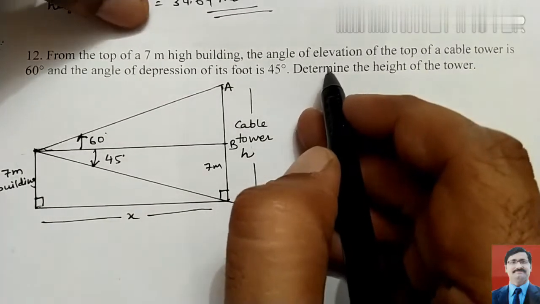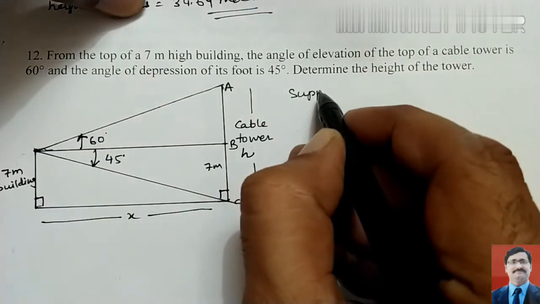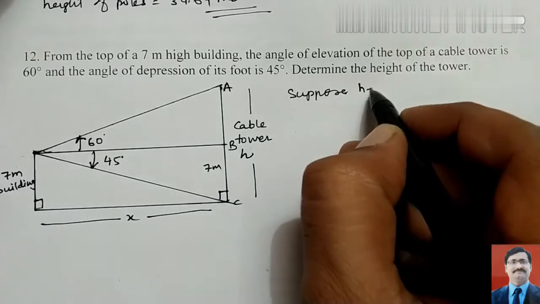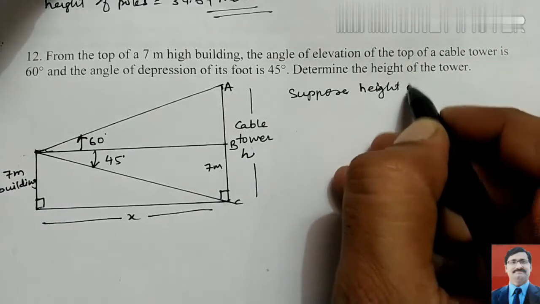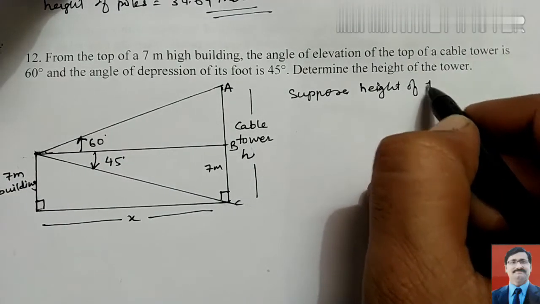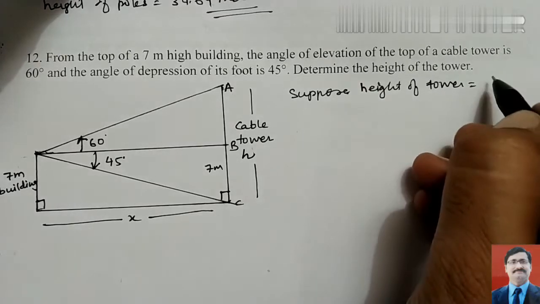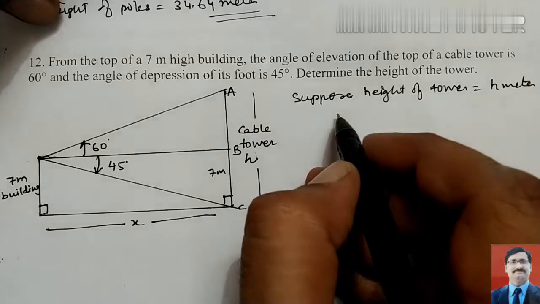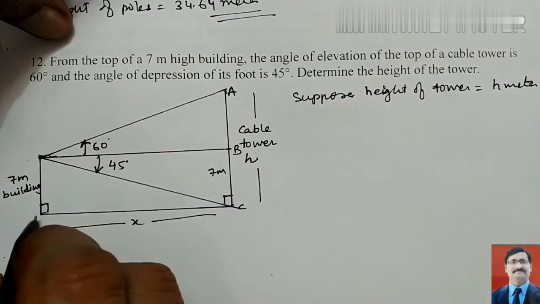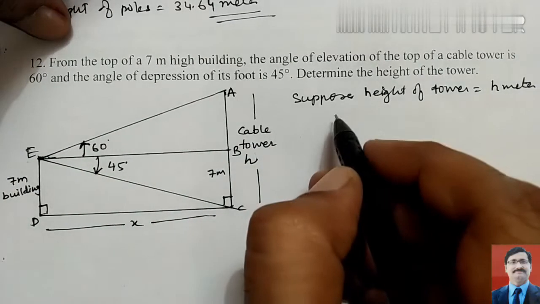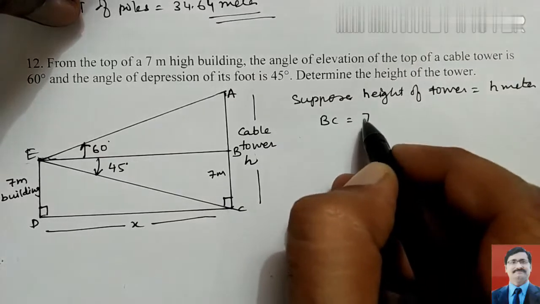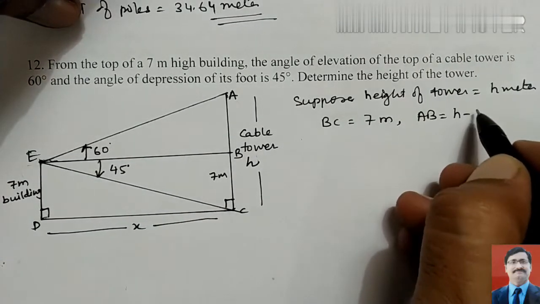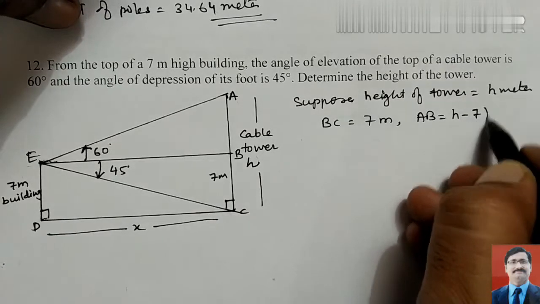Here we will first suppose the height of the tower is equal to h meter. Here BC is equal to 7 meter, so AB will be equal to h minus 7 meter.